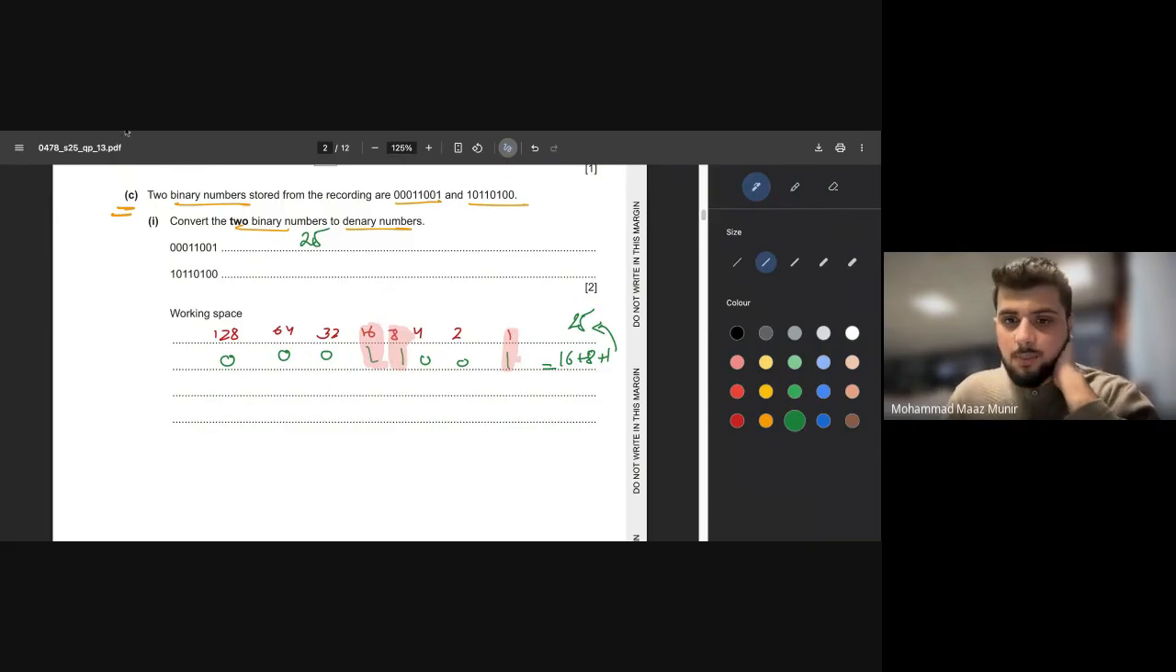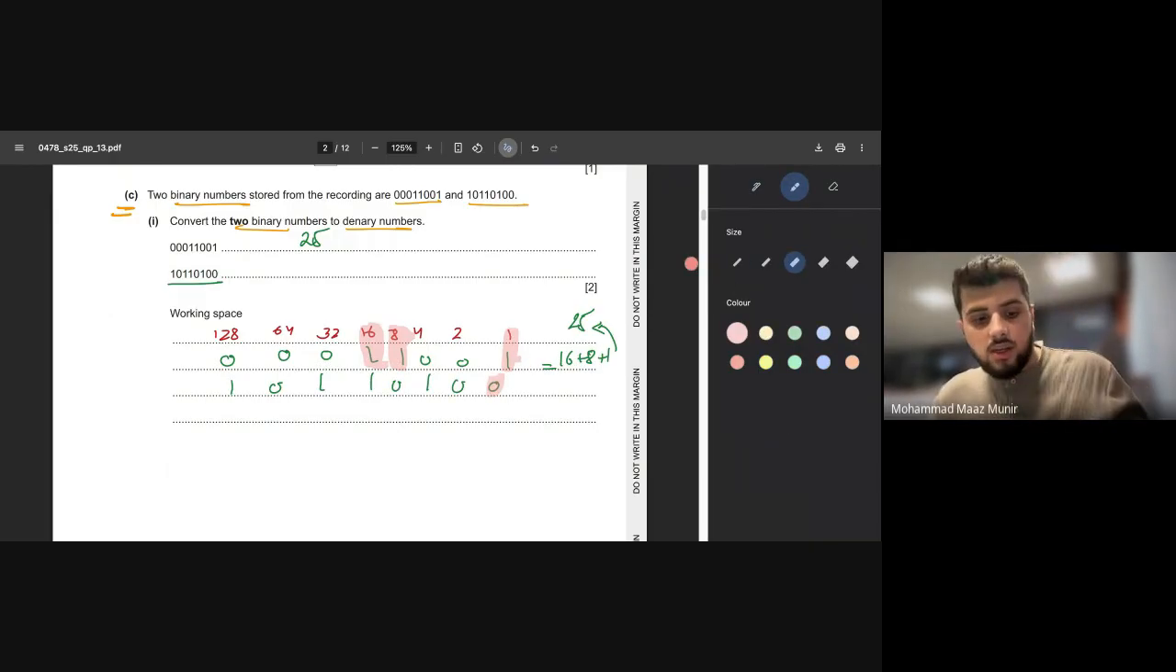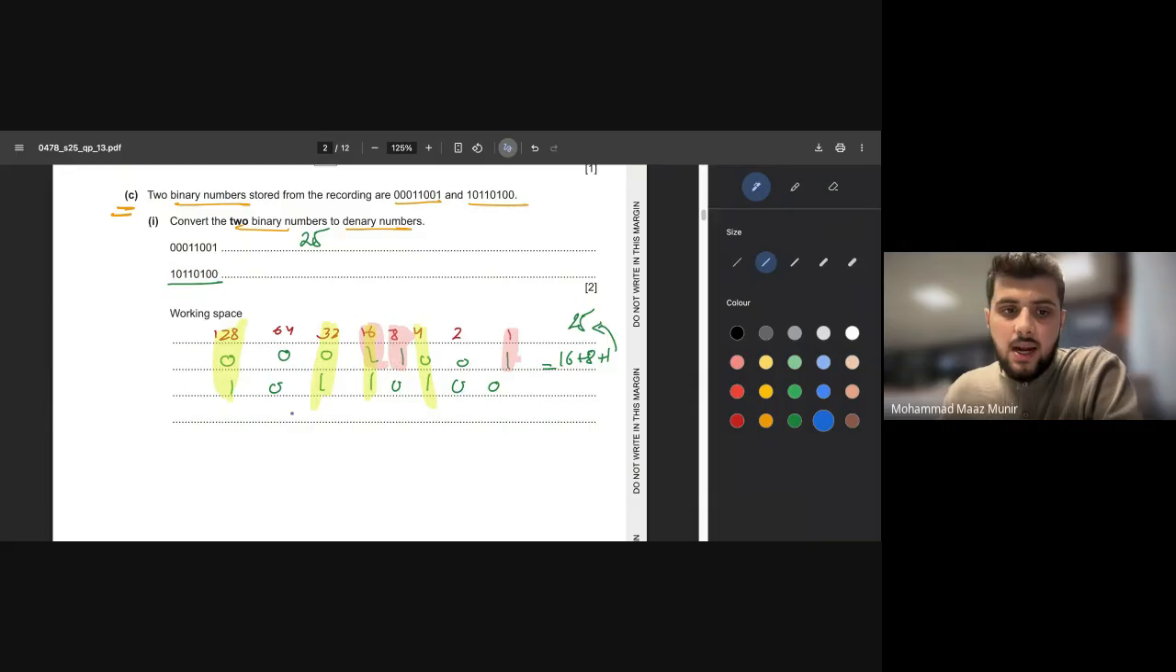And now for the second part, I will be using this one. अब यही नीचे बाइनरी लिख दूं: 1 0 1 1 0 1 0 0. I'll be only looking at the ones. So sorry, ये तो one, ये my bad. We'll be only looking at ones. Color change कर लेता हूँ. Let's go with yellow. So this one, this one, this one, and this one. So I need to basically add 128 plus 32 plus 16 plus 4.